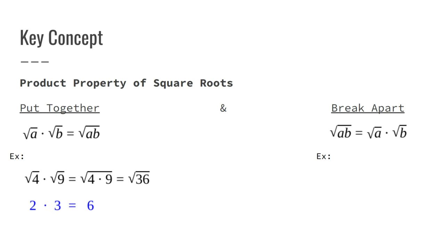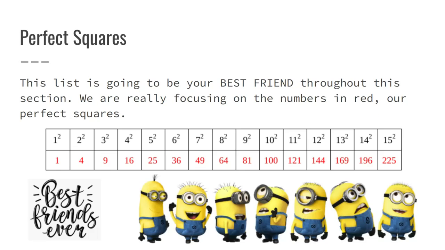Breaking apart. Again, now this is the opposite way. You may have a whole number and you're going to see which two terms multiplied together will equal that. So just for example, using the same example, we have the square root of 36, which can be 4 times 9, which will be the square root of 4 times the square root of 9.